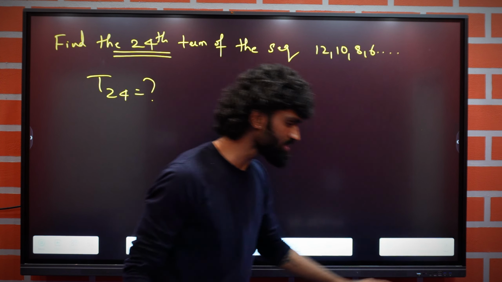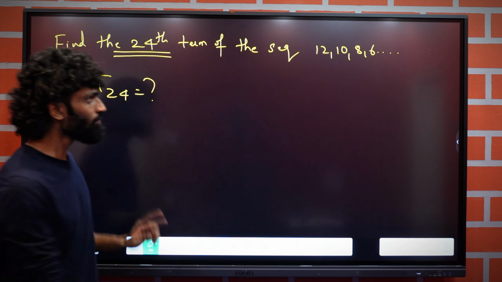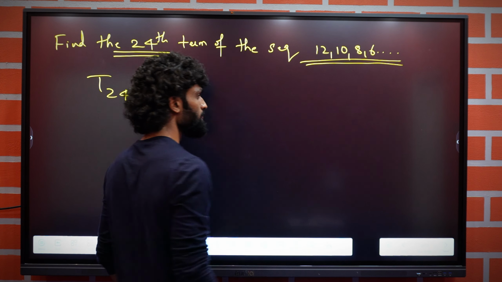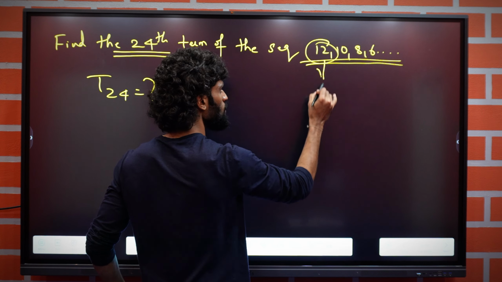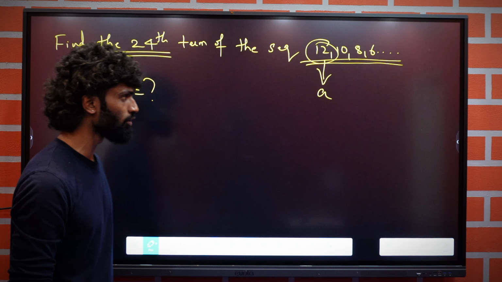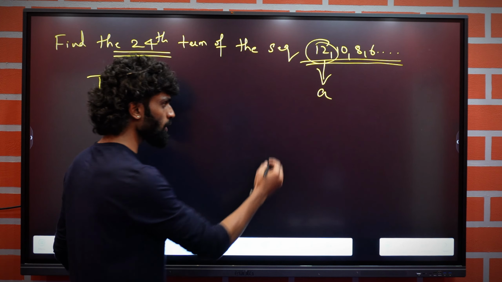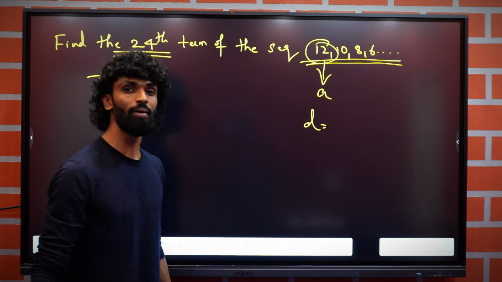Not required yet. Let's see what all is given to us. Obviously, this is your sequence. Fine. Now, just by looking at it, I can clearly state that the value of 12 is the first term. Therefore, the value of a equals 12. Now, I'm also supposed to find the value of d, which means common difference.